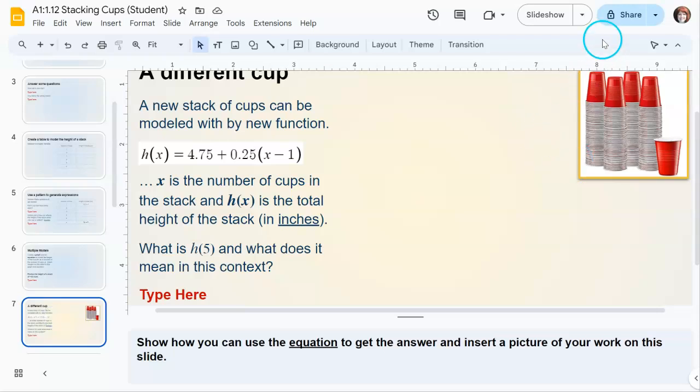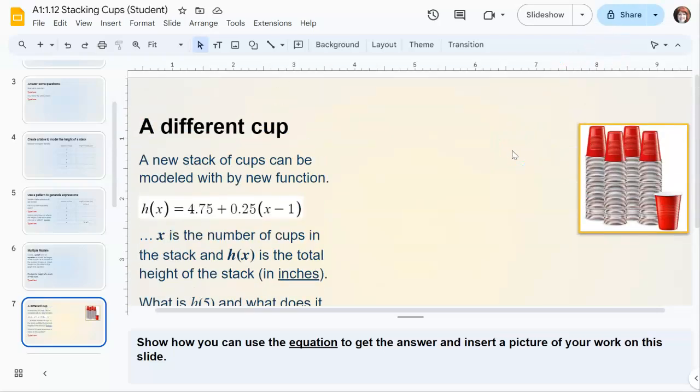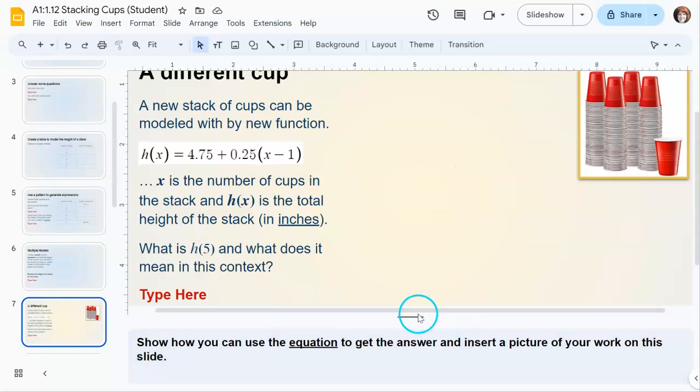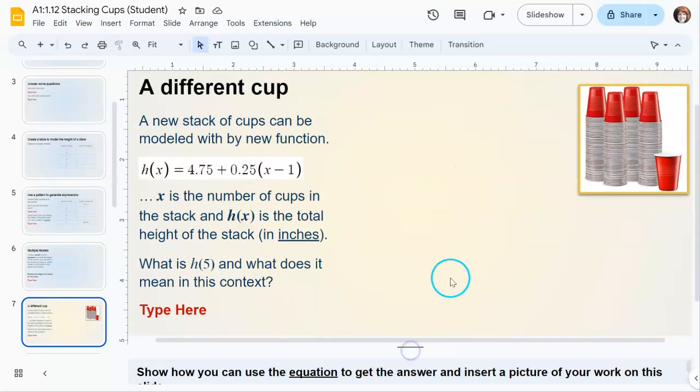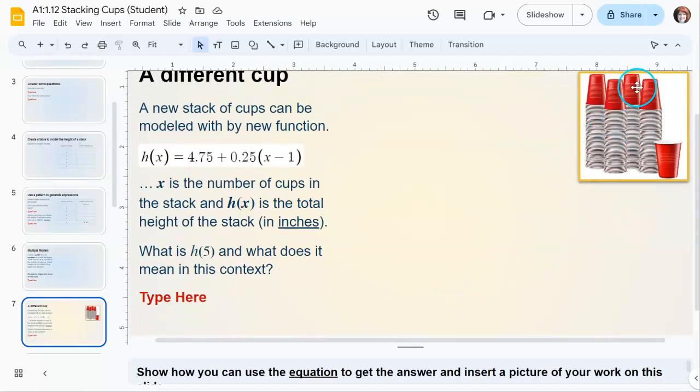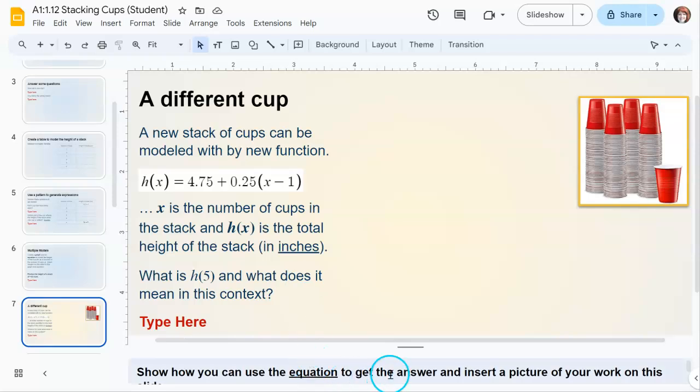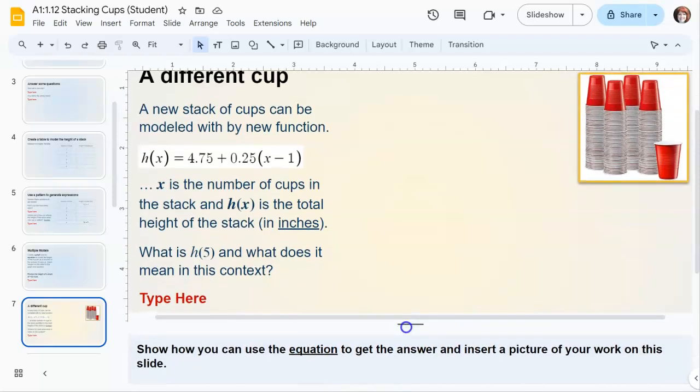Now this next part is a different cup. So let me pull this down. This different cup is stacking, and it's going up a lot slower, but I've actually gone ahead and given them an equation for this stack. Now you could ask them what these numbers mean. I did not do that, but I did want them to use function notation for these questions. So we're basically pulling back in our function notation and using it in this context. So what is h of 5 and what does that represent? Show how you can use the equation and insert a picture of your work on this slide.